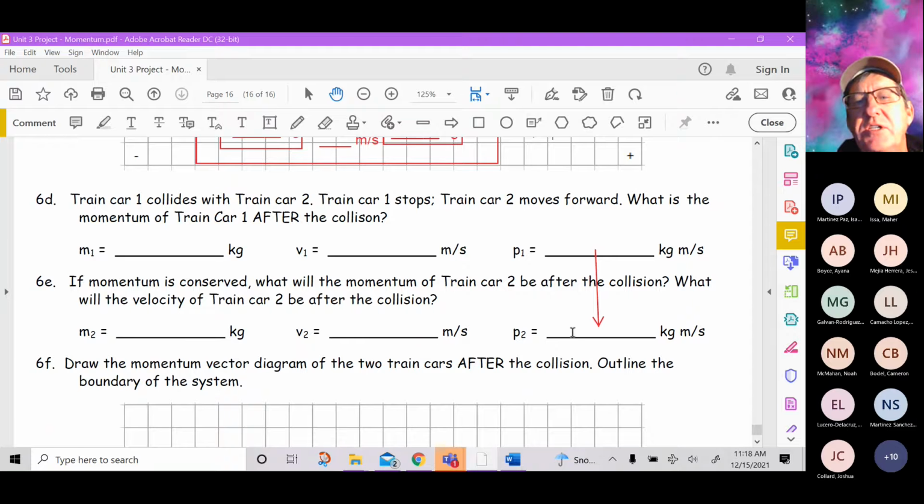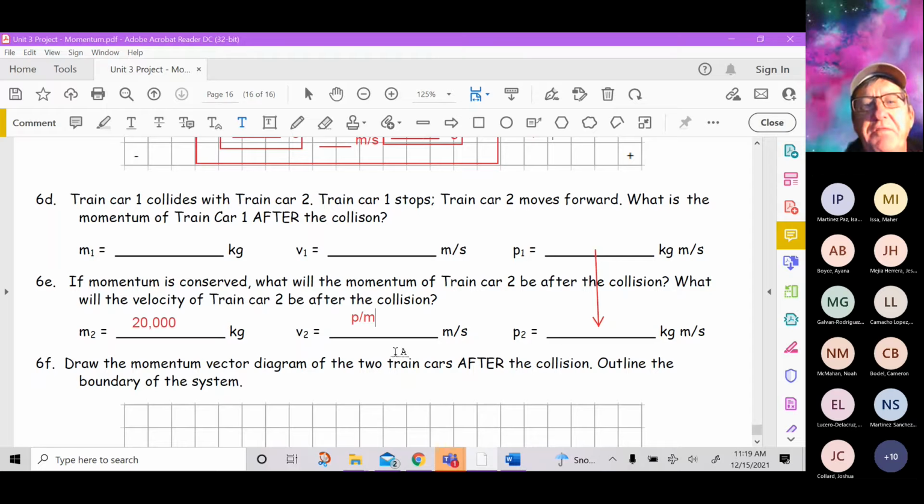Then, since we've already got this one, what was that one? I think it was 20,000 kilograms. Whatever this momentum was, it's the same here. To find velocity, we have to work backwards. Since we multiply to find momentum, working backwards means we need to divide. So to find velocity, I have to take momentum divided by mass.